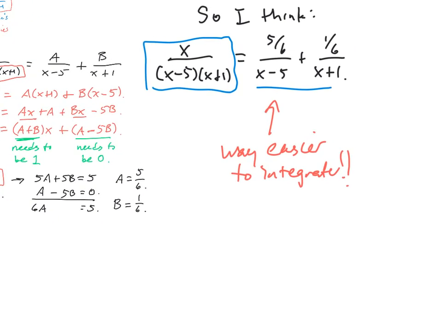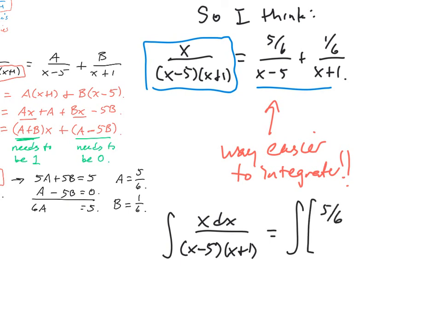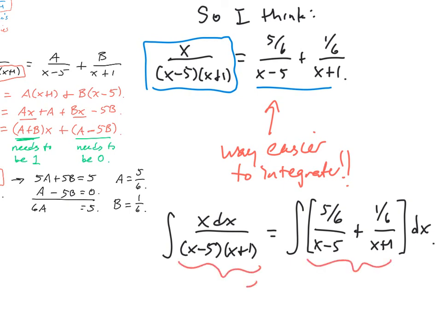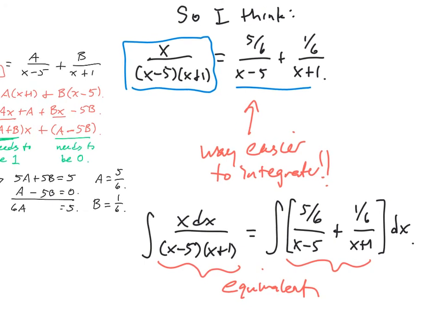So if I integrate x dx over (x minus 5)(x plus 1), that's the same as the integral of 5/6, put that in brackets, over x minus 5, plus 1/6 over x plus 1 dx, because this function and this function are exactly the same. They're equivalent.